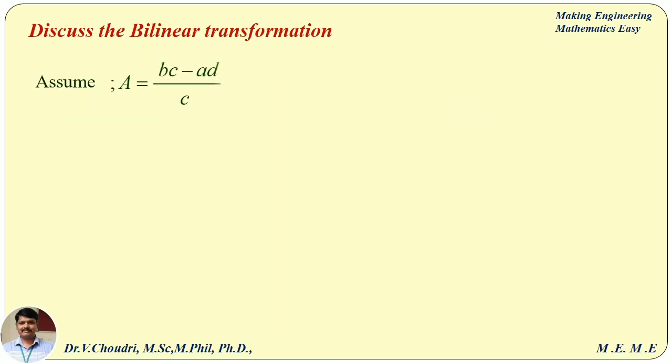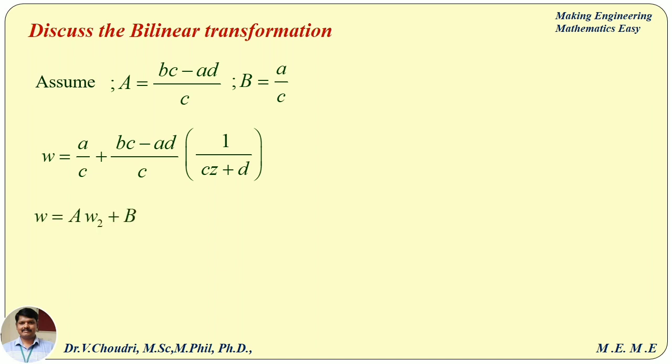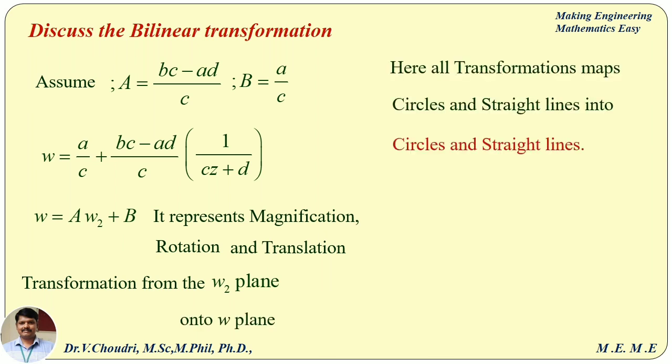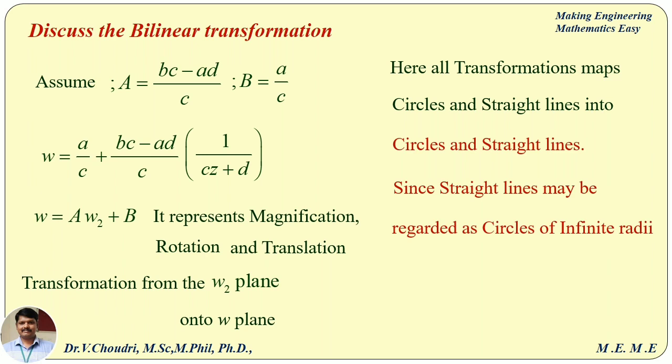Also, we assume that A equal to (BC minus AD) divided by C and B value equal to A by C. Therefore, W becomes W equal to A W2 plus B. It represents magnification, rotation and translation. Therefore, the transformation is obtained from W2 plane onto W plane. Here all the transformations map circles into circles and straight lines into circles and straight lines, since straight lines may be regarded as circles of infinite radii.